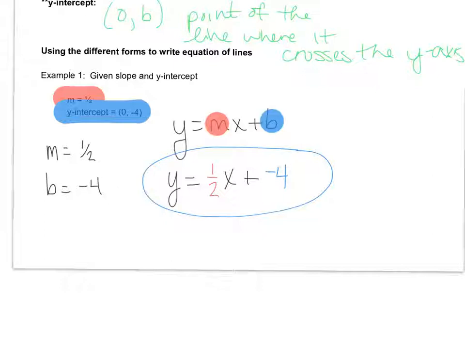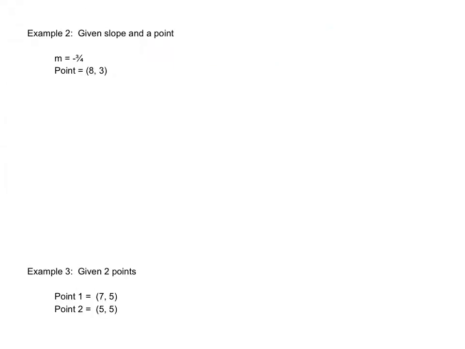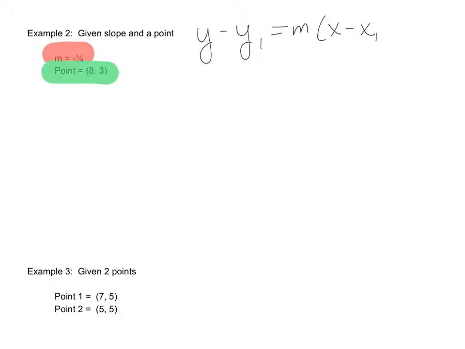Alright, let's go to the next one here. Stepping it up just a little bit, we're going to be given the slope and a point. So again, right here, I'm going to highlight my slope, and I'm going to highlight the point. I'm going to use green here because it's not my y-intercept, it is a point. So I'm seeing that I'm given a slope and a point, so I know that I'm going to use the equation for point-slope form. So y minus y1 equals my slope times x minus x1.